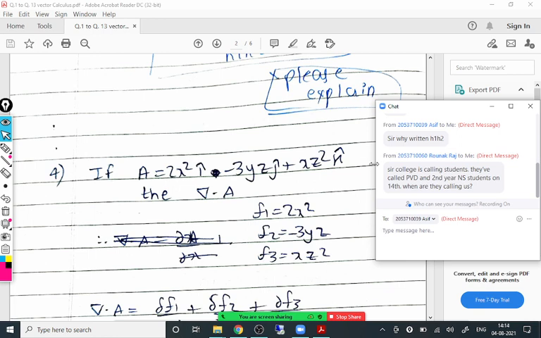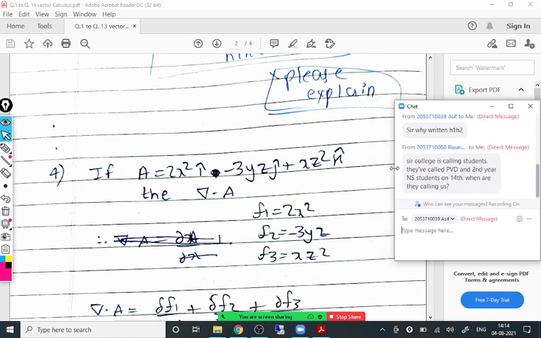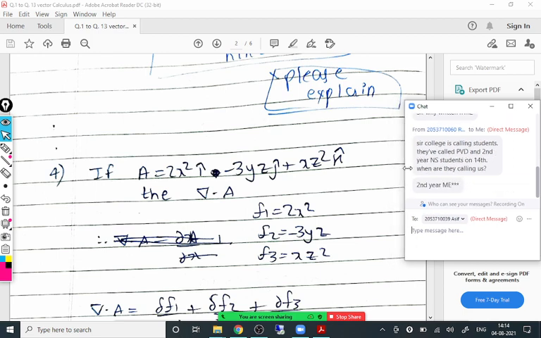Raunak is asking, so is college calling students? They have called PVD and second year NS students on the 14th. When they are calling us, obviously the priority will be third year first, then second year, then first year. Yes, you will also be called. Don't worry. I think half of the batch was already called, no?